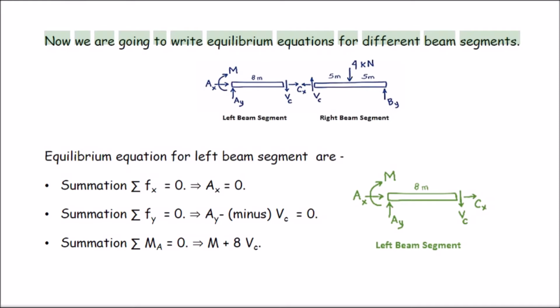Now we are going to write equilibrium equations for the different beam segments. Equilibrium equations for the left beam segment are: summation Fx equals 0, Ax equals 0. Summation Fy equals 0, Ay minus Vc equals 0. Summation MA equals 0, M plus 8 Vc equals 0.